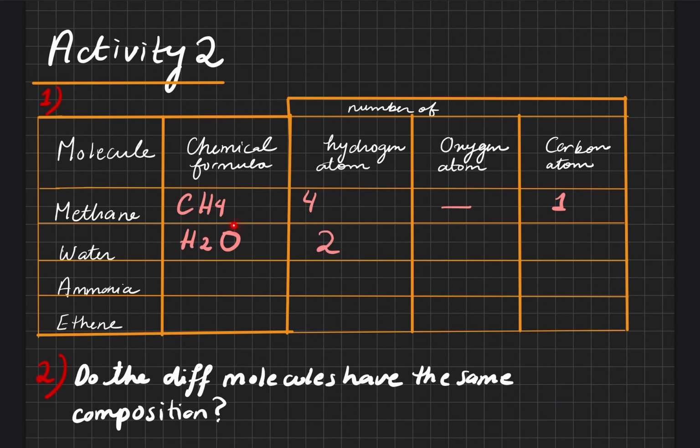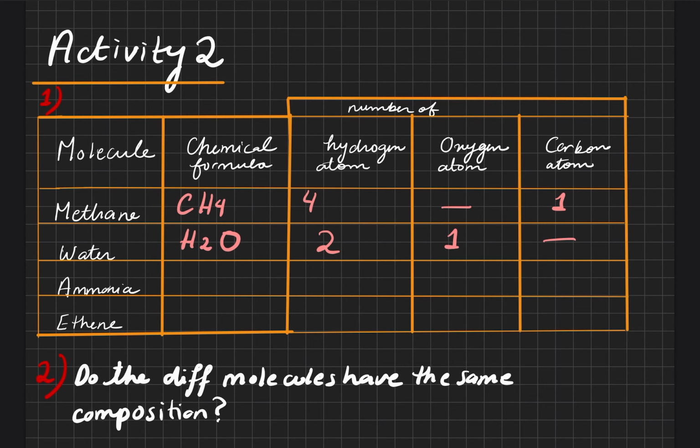Do we have any oxygen atoms? Yes, we do. Here is the oxygen atom, and we have no subscript. No subscript means that we have only 1 oxygen atom. And finally, do we have any carbon? I can't see any carbon here in the water chemical formula, so we're going to leave it blank. We don't have any carbon.